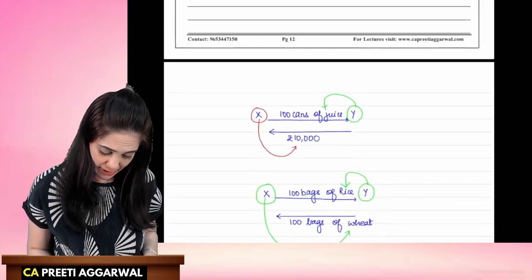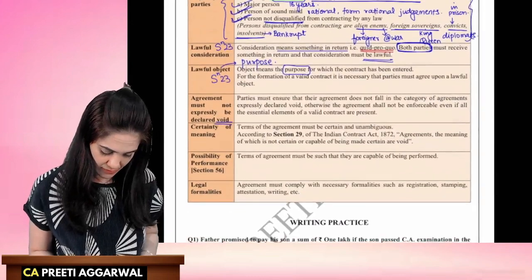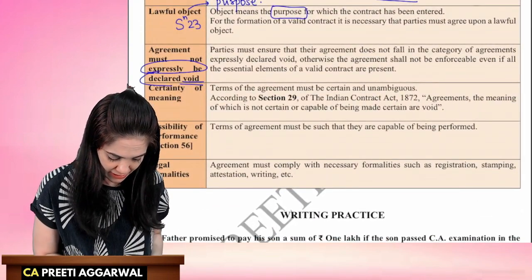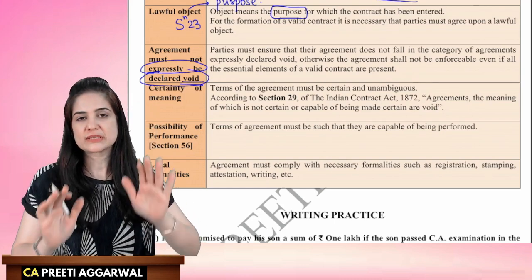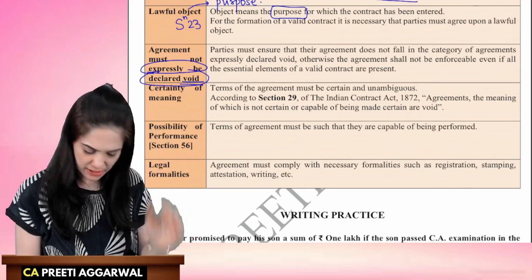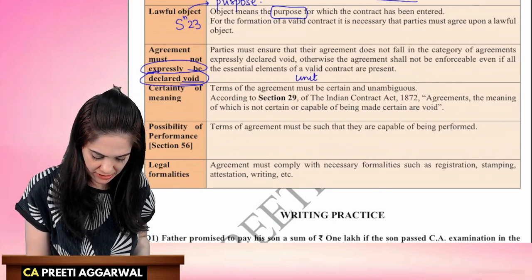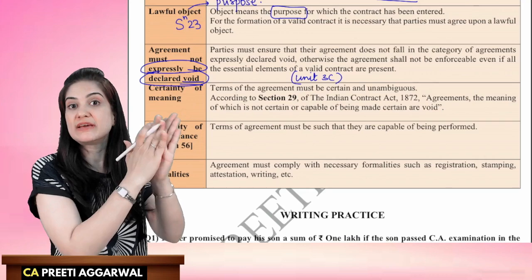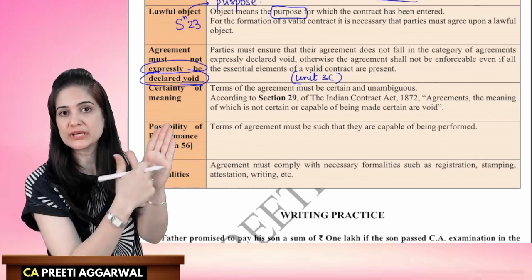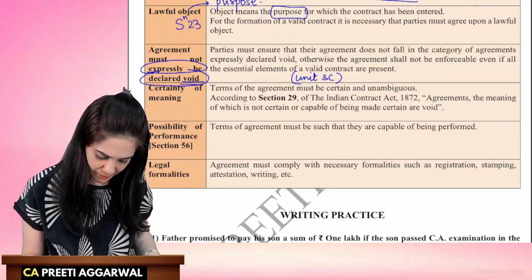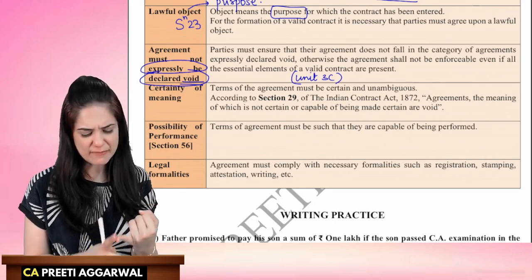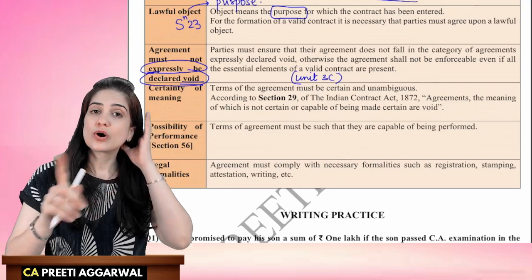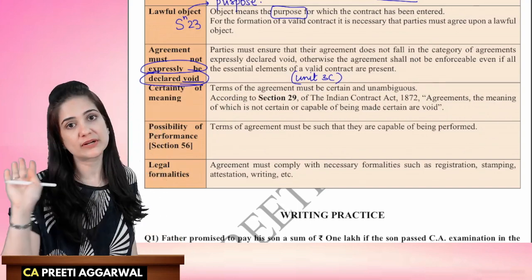So your agreement should not be void, and it should not be expressly declared void. Now in law there are certain agreements, like there is a small list. Again, we will discuss this in unit 3C. These are expressly void. Don't enter into these agreements. For example, agreements in restraint of marriage, in restraint of trade, in restraint of legal proceeding. These are all expressly void. Don't enter into such agreements.